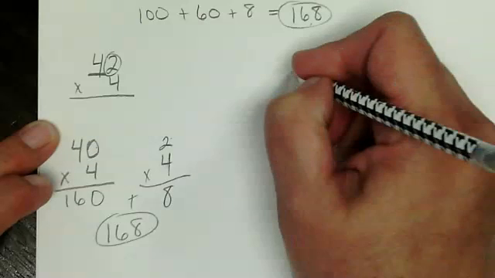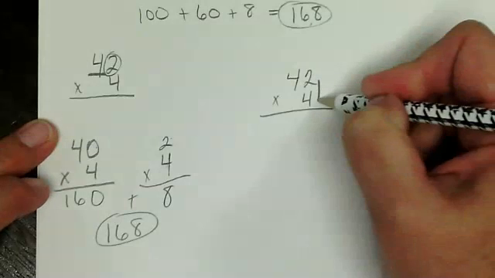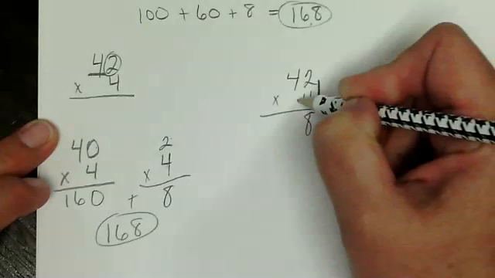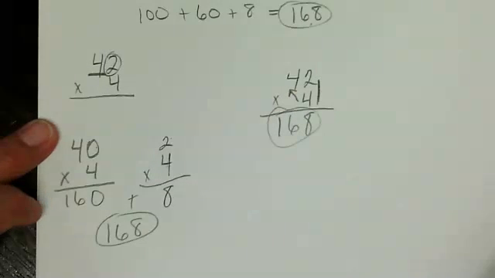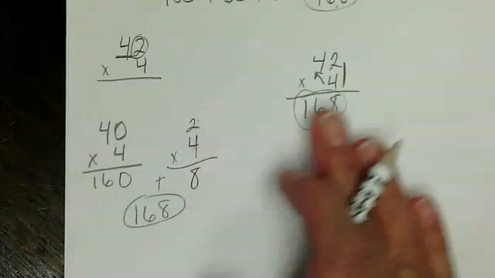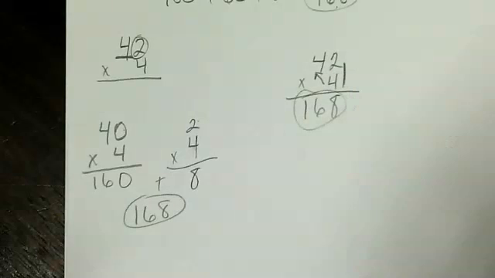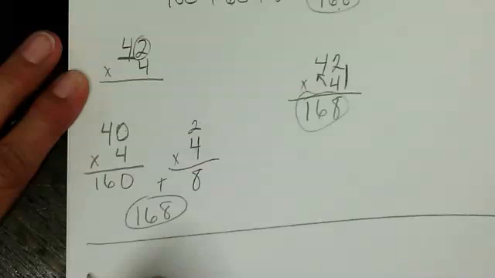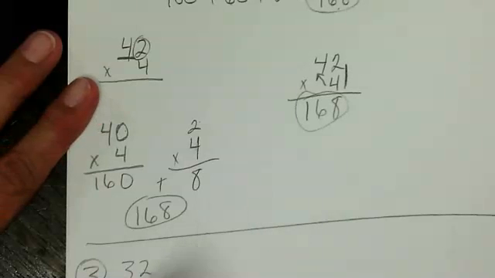Or you could do this one the other way. 4 times 2 is 8. 4 times 4 is 16. All right, so that's all 3 methods. Base 10, partial product, or straight multiplication. All right. Let's move on to number 3. Number 3 is 32 times 6.